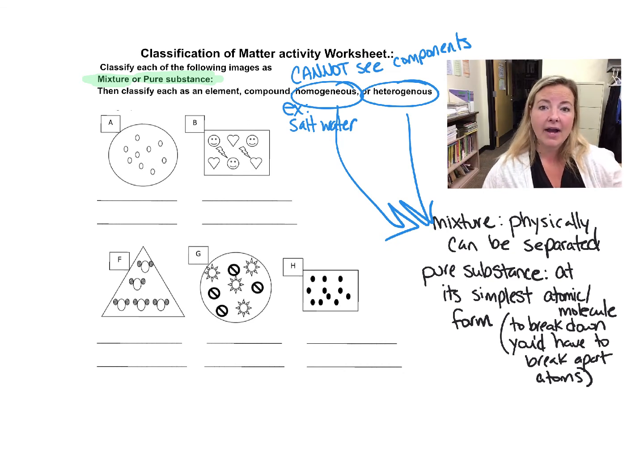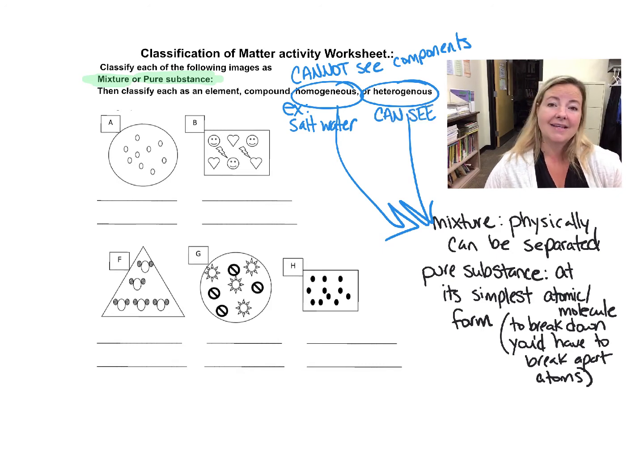When we have a heterogeneous mixture, that means that we can see the particles. So perhaps mixing some sand and gravel together. I can see the different components and I can pick them apart.